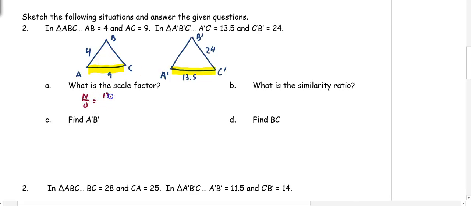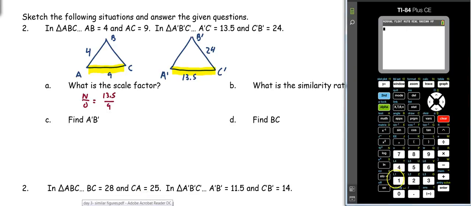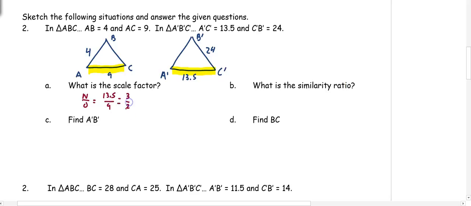So we have 13.5 over 9. To find our ratio, we're going to do 13.5 divided by 9. Math, enter, enter, to give us our fraction of 3 over 2. To get our similarity ratio, remember the similarity ratio is the old over new, or in this case, it's just the reciprocal, so it would be 2/3.